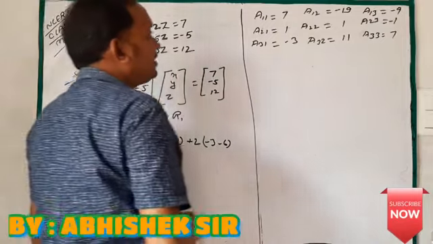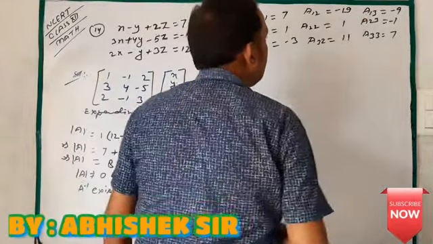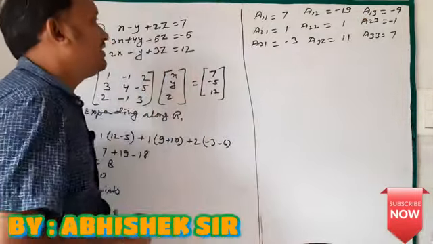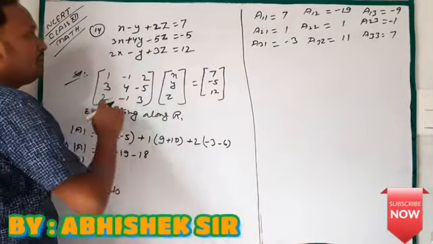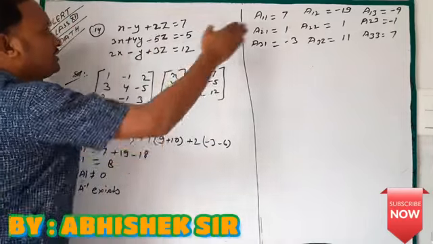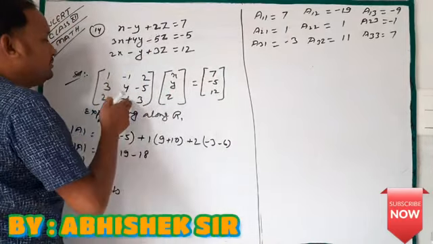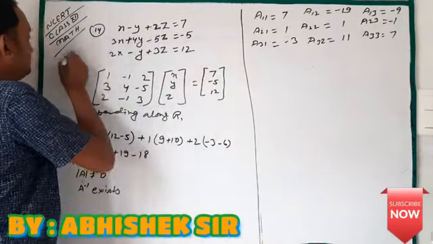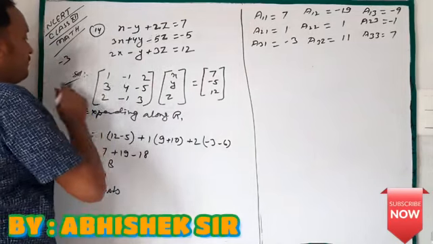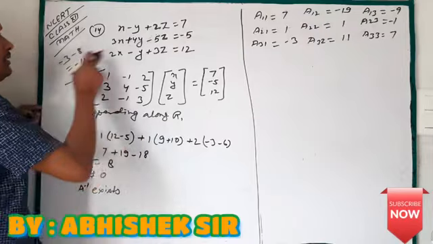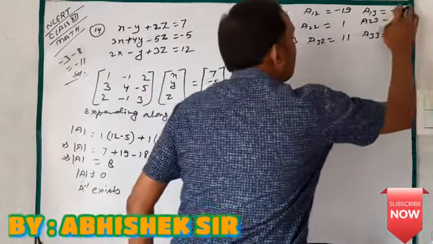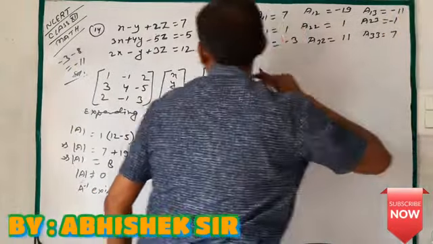Here student, I have suspicion about A13. Let's see once again A13. What is A13? First row and third column, minus 3, 4 to that, minus 8. This is minus 11. Oh sorry, this is minus 11.